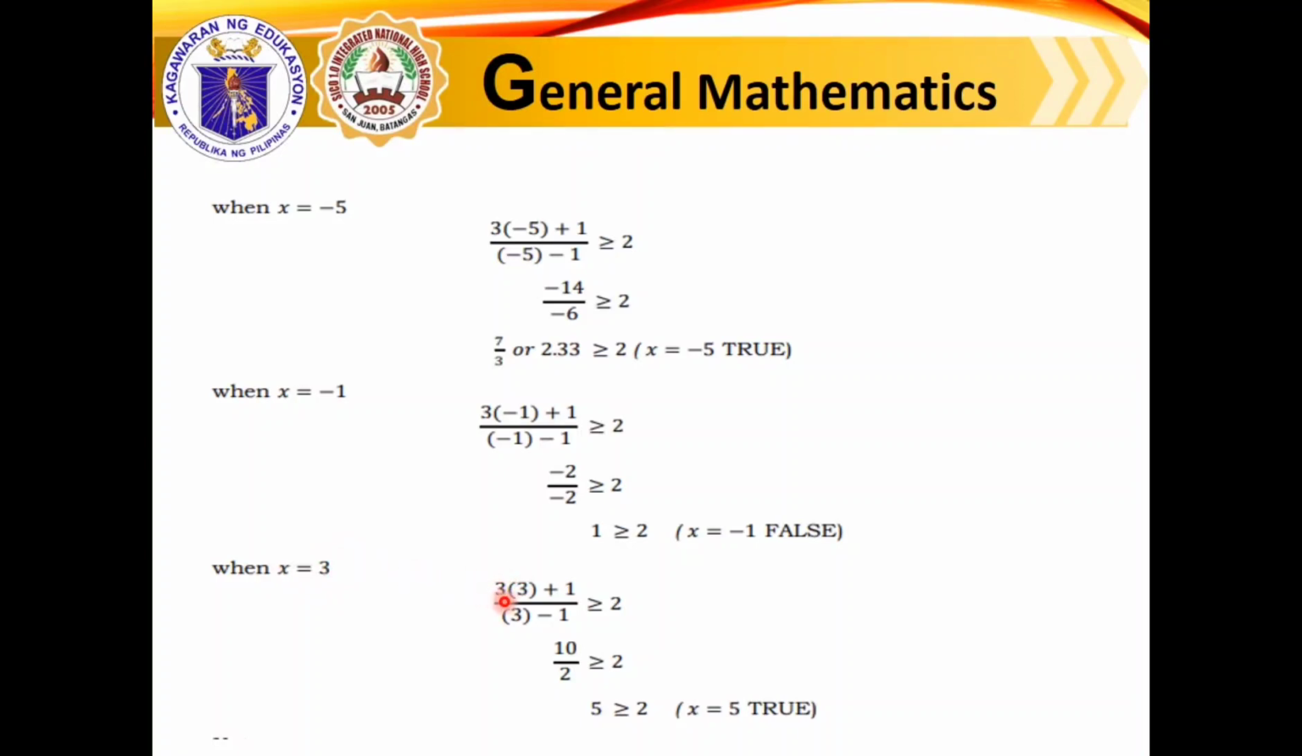Next, when x equals +3, substitute again into the original rational inequality. 3 times 3 plus 1 all over 3 minus 1 greater than or equal to 2. 3 times 3 is 9, plus 1 is equal to 10, all over 3 minus 1, which is 2. 10 divided by 2 is 5, greater than or equal to 2. So x equals 3 is a solution, and it is true.